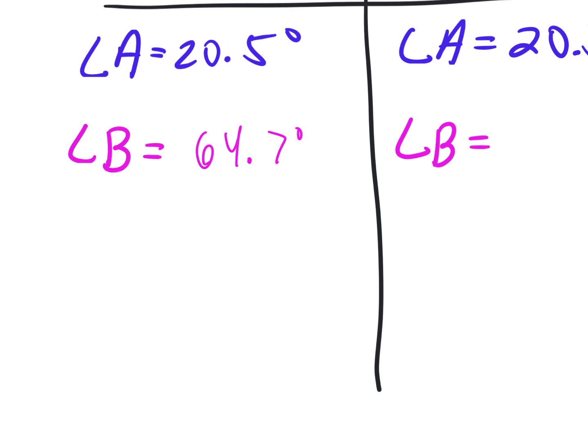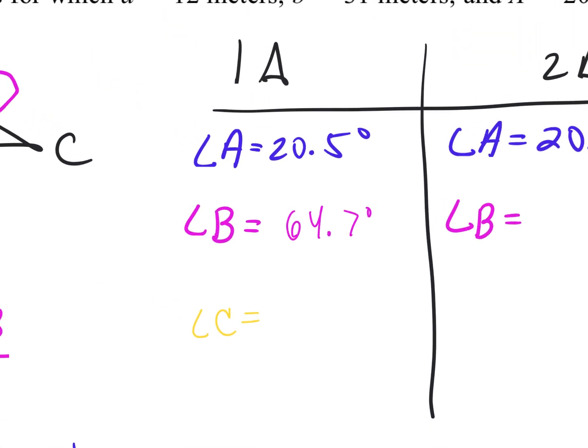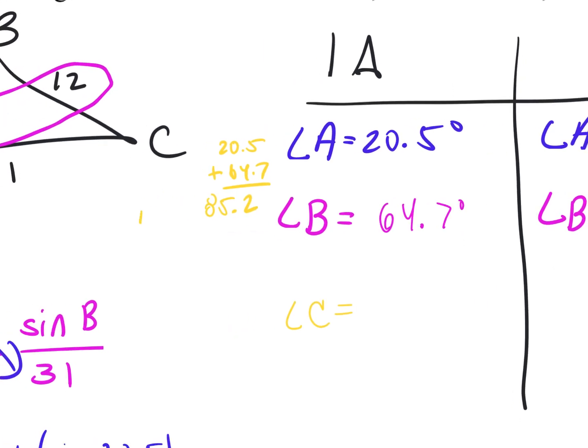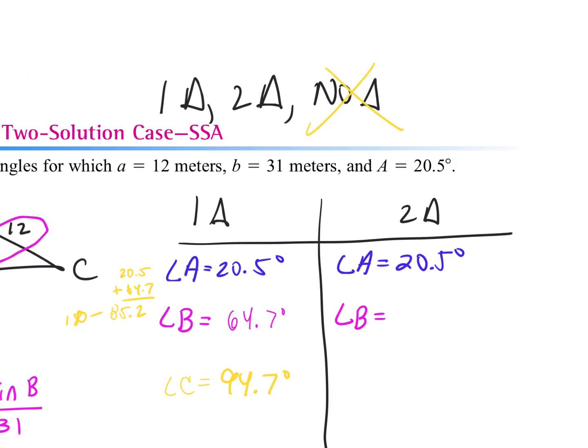Now you can go ahead and solve for the third angle, can't you? In the triangle, so angle C. What would angle C be? How would I figure that out? You add, perfect. You add 20.5 plus 64.7 and get what? 85.2? Okay. And then what do I do with 85.2? I have to say 180 minus. So what's 180 minus 85.2? 94.8. Okay, I know for sure, guys, that one triangle exists. So we can go ahead and cross off the no.